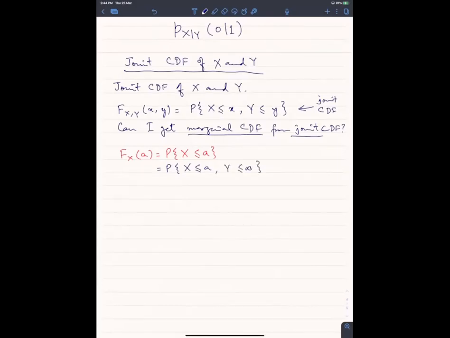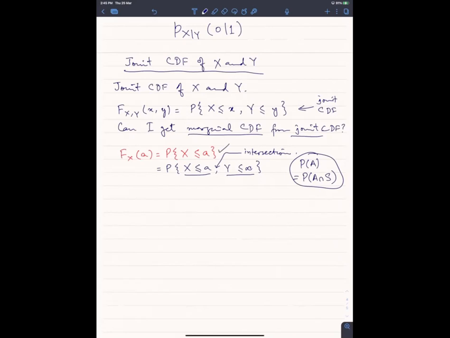This does not change anything, because I know that Y will always take a value less than or equal to infinity. If I intersect an event with one that will certainly occur, obviously it doesn't make any difference. Just like the probability of A is the same as the probability of A intersection the universal set. The intersection of A and the universal set is A itself. So if I take the intersection of an event with Y less than or equal to infinity, which is a guaranteed event that occurs with probability 1, this is simply equal to the probability X less than or equal to a.